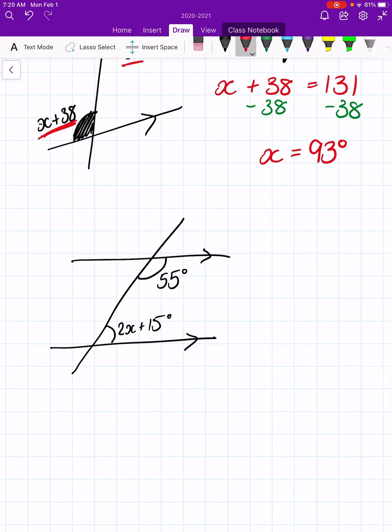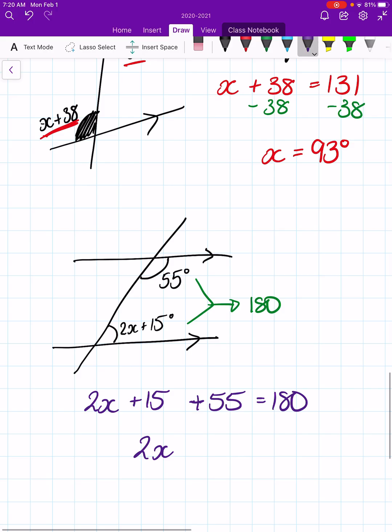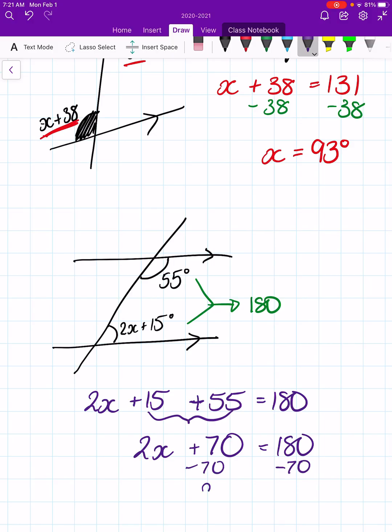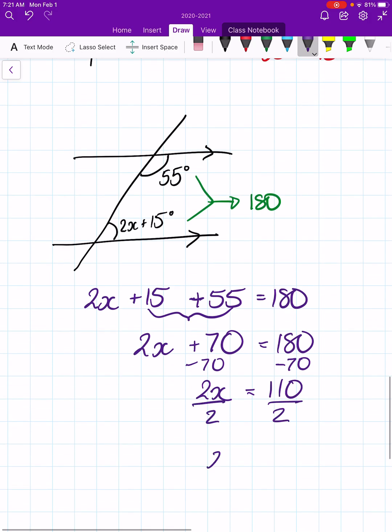I can set up a similar equation here using an angle fact. So the angle fact is that these angles here will add up to 180 because they're co-interior. So then I set up my equation. So 2x plus 15 plus 55 equals 180, and then I solve it. So I'm going to first of all simplify. So 2x plus 70 equals 180. I've added together these two to get 70. Take away 70 from both sides. So that equals 110. And then divide by 2. So x equals 55 degrees. And there's my value of x there.